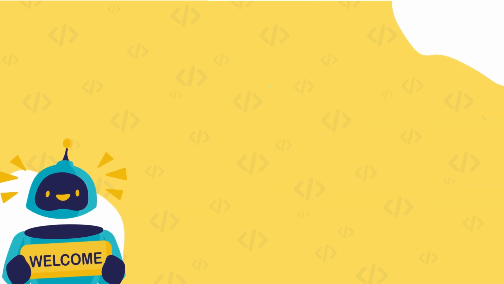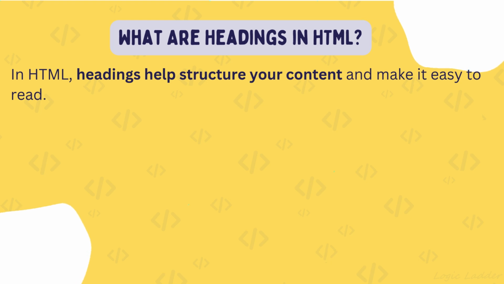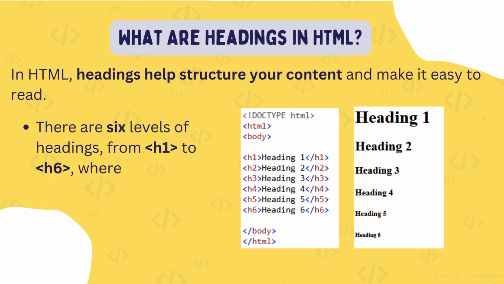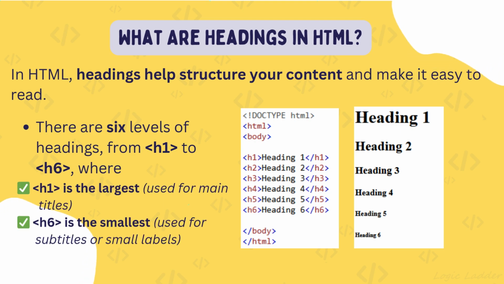Let's get started. In HTML, headings help structure your content and make it easy to read. There are 6 levels of headings, from H1 to H6, where H1 is the largest that can be used for a main title, and H6 is the smallest that can be used for subtitles or small labels.